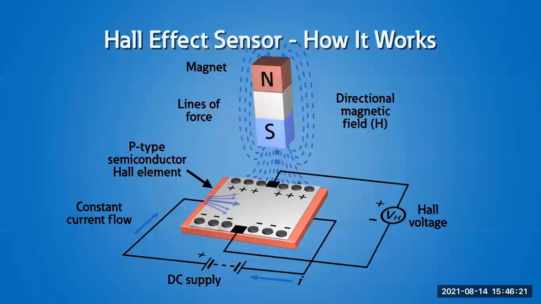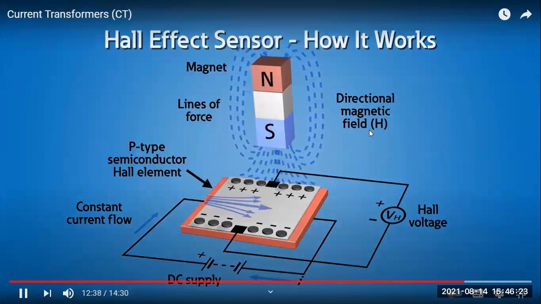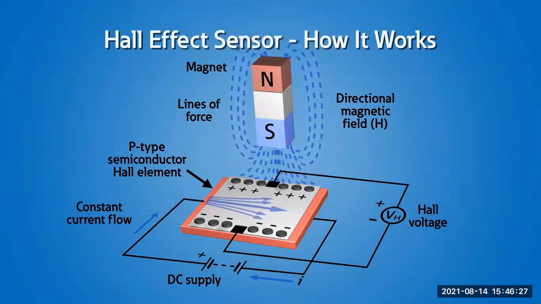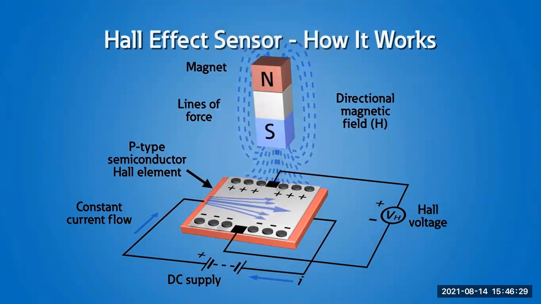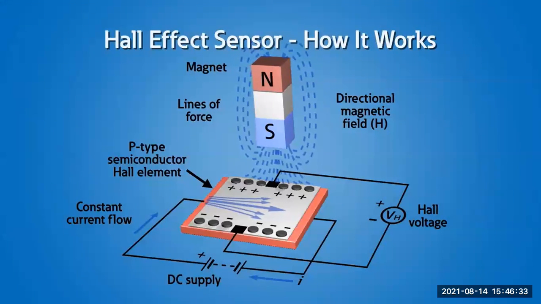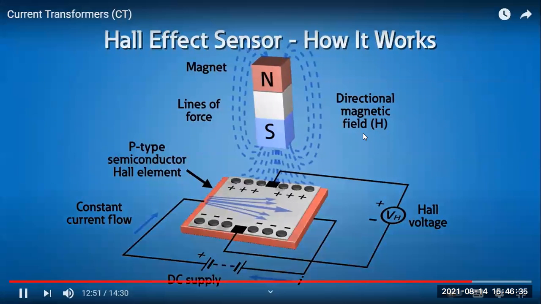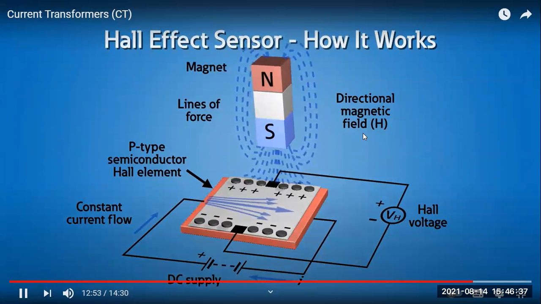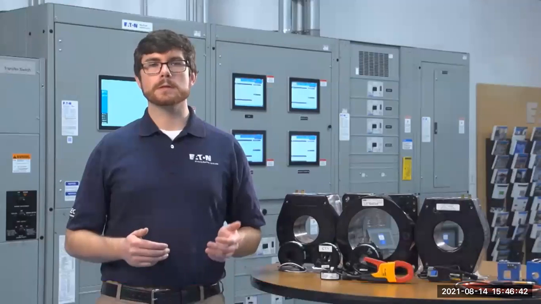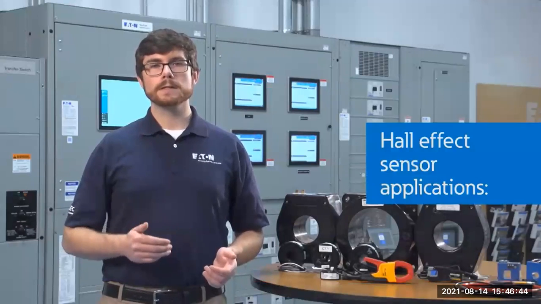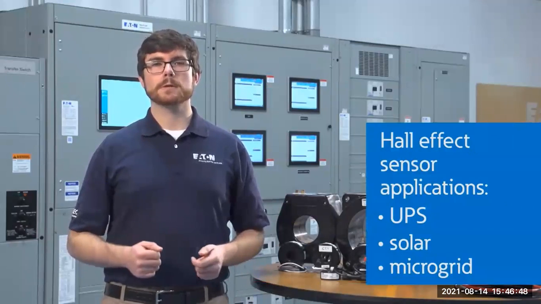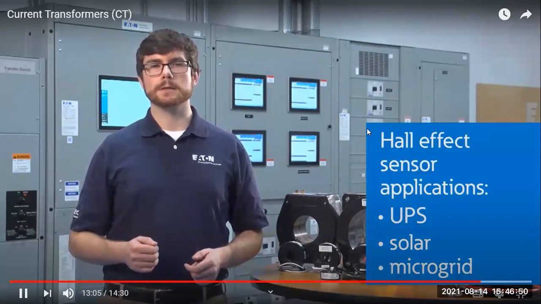Hall effect sensors require an additional DC supply to produce a constant current flow in a semiconductor, creating a constant magnetic field. When another magnetic field interacts with the Hall effect field, it produces a change in current of the semiconductor and the sensor detects it. The strength of the detected field is proportional to the amount of current. Hall effect sensors are used extensively in UPS, solar, and microgrid applications for monitoring DC currents.